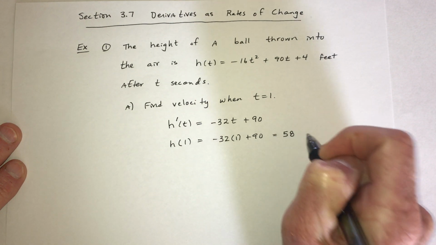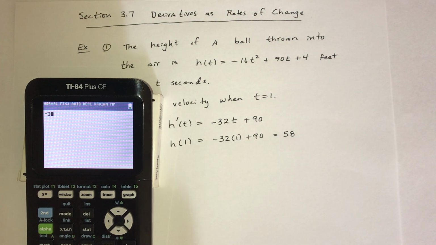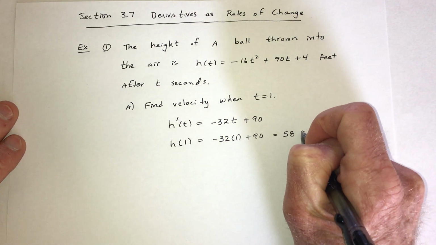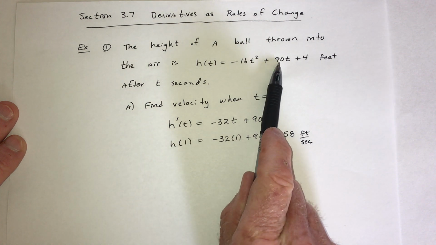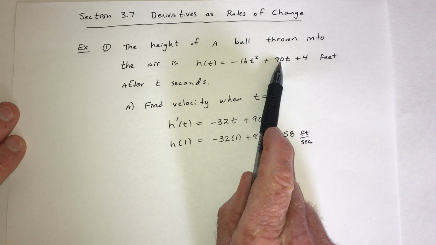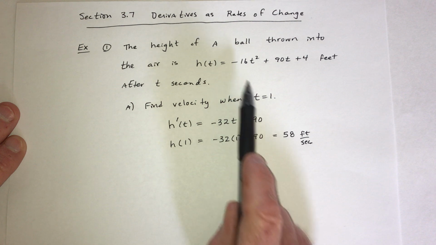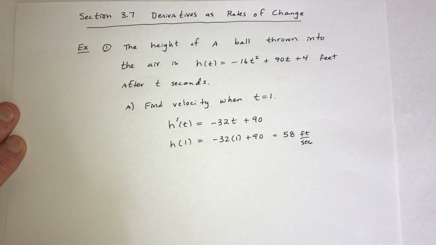So this is 58. I better make sure. Negative 32, assuming I can type it, is 58. And the units on this would be feet per second. Now, like I said, that number right there is its initial velocity. So when the person let go of the ball, it was going at 90 feet per second. As it goes up, gravity is going to be pulling it back down or slowing it down. So it slowed down after 1 second, and now it's going 58 feet per second.